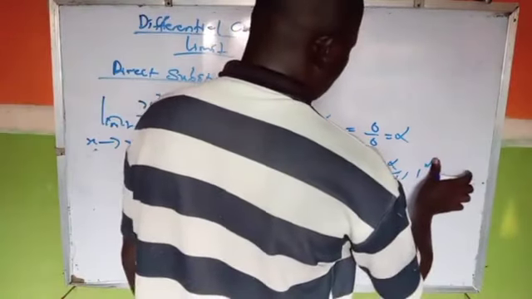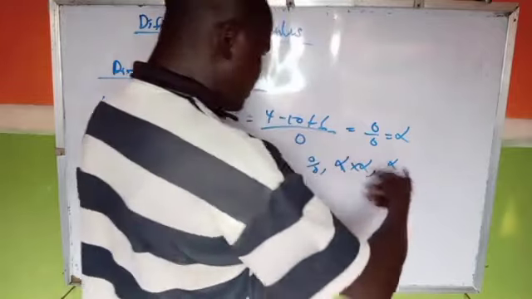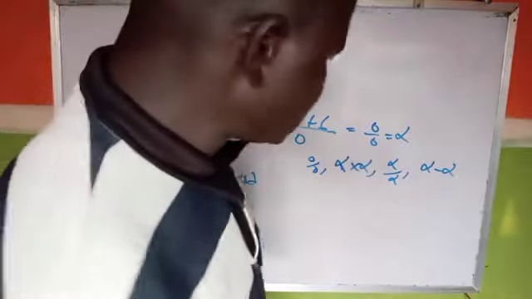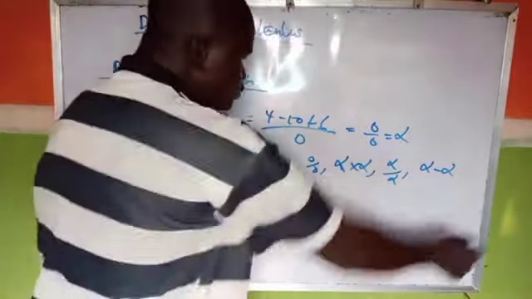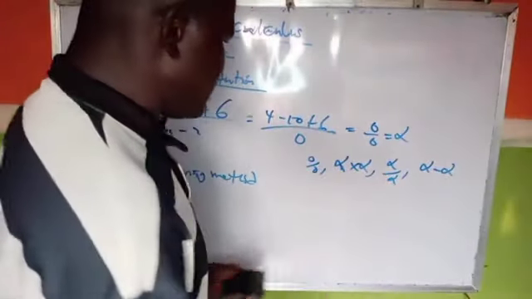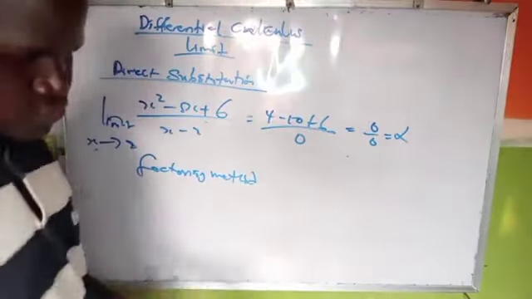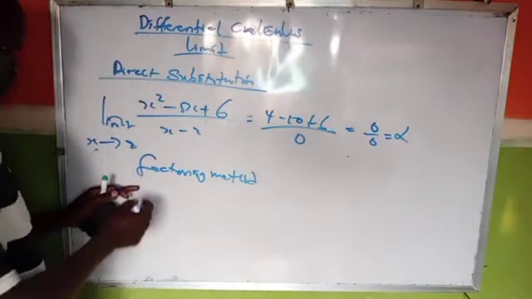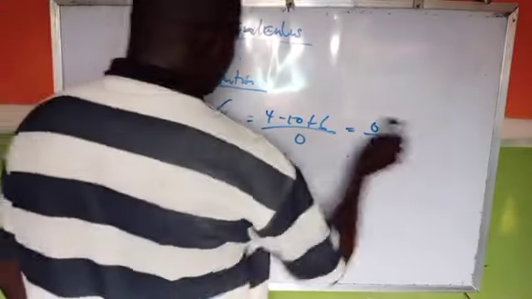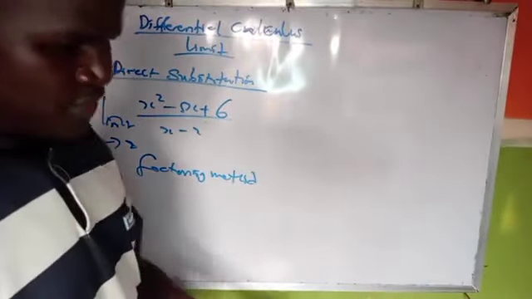Or 1 raised to infinity. You have different forms like that, or infinity minus infinity, or infinity plus infinity, or anything that can give you an uncertain, that is an indeterminate value. So you will use another method to solve it. One of the methods you are going to use to solve it is the factoring method. So what is the factoring method? You factorize.